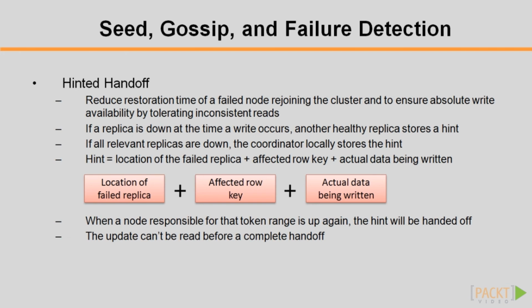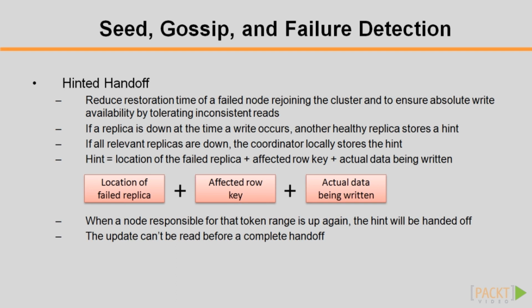There are 3 built-in repair mechanisms provided by Cassandra: read repair, hinted handoff, and anti-entropy. Read repair has been described, and we'll look at the remaining 2 here. Hinted handoff aims at reducing the time to restore a failed node when rejoining the cluster. It ensures absolute write availability by sacrificing a bit of read consistency.